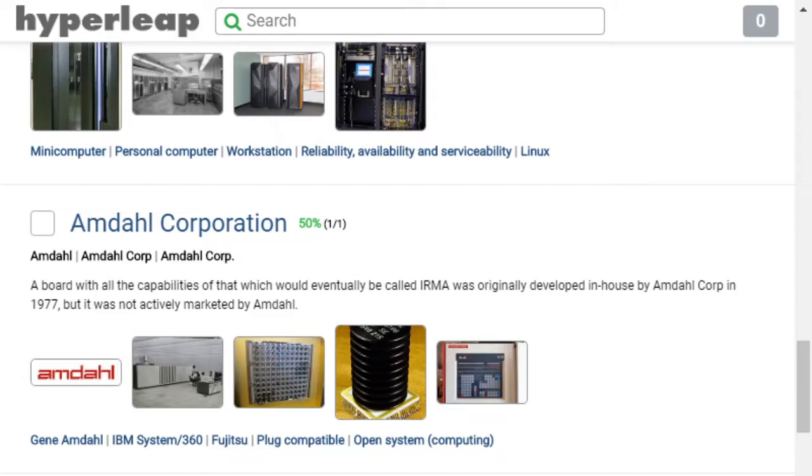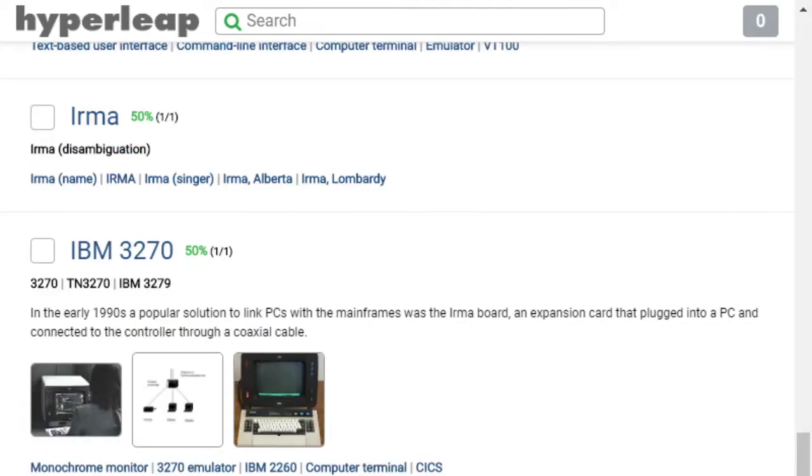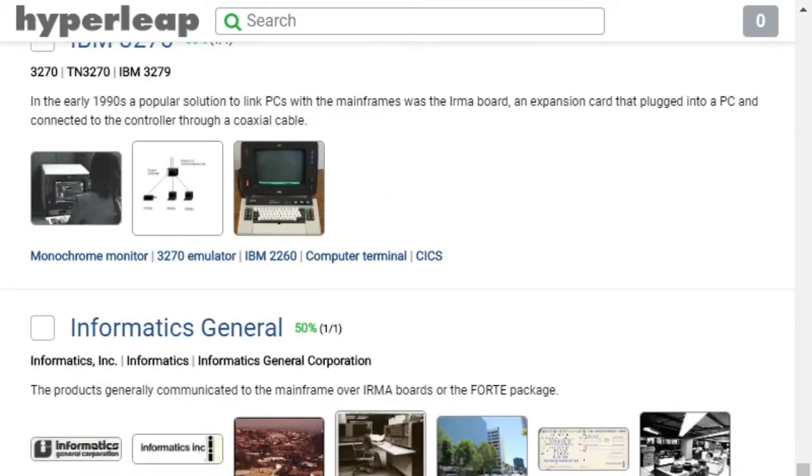There's this Omdel Corporation. A board with all the capabilities of what would eventually be called Irma was originally developed in-house by Omdel Corp in 1977, but was not actively marketed by Omdel. And that's even preceding the PC. Terminal emulation. There's more of the Irma. I think that's as much. Informatics. Okay. And Informatics General.